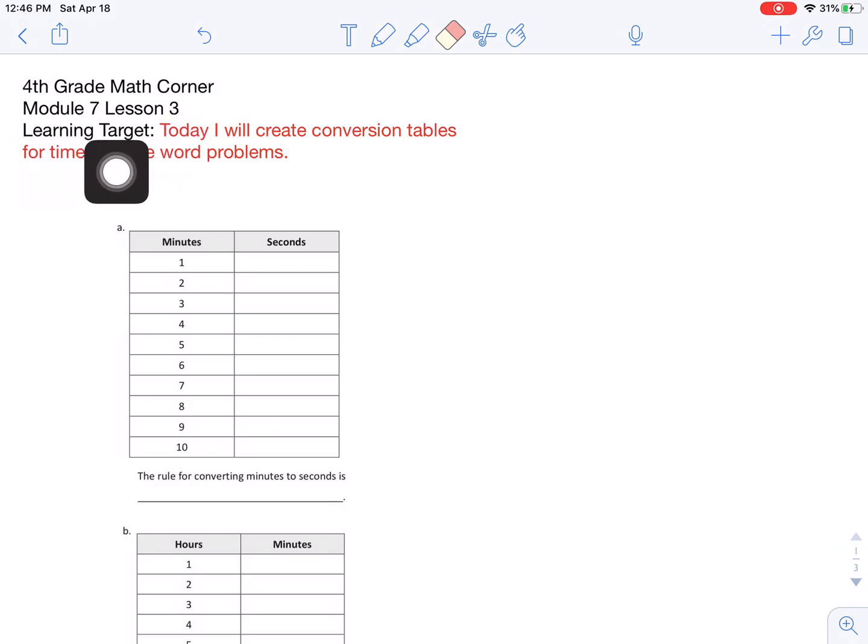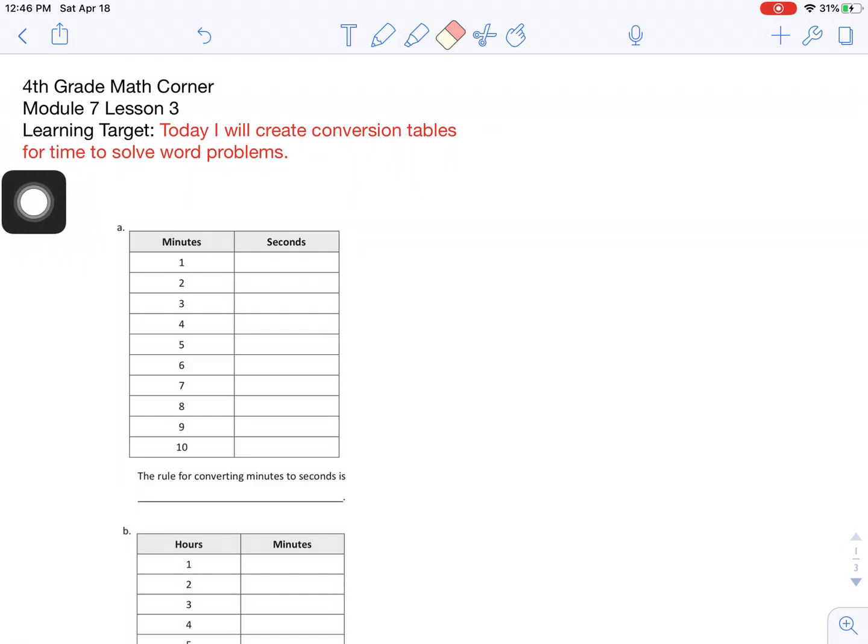Our learning target for today is: today I will create conversion tables for time to solve word problems. So we're going to continue with these conversion tables. Remember, that's changing from a larger unit to a smaller unit. We are going to be measuring time today.